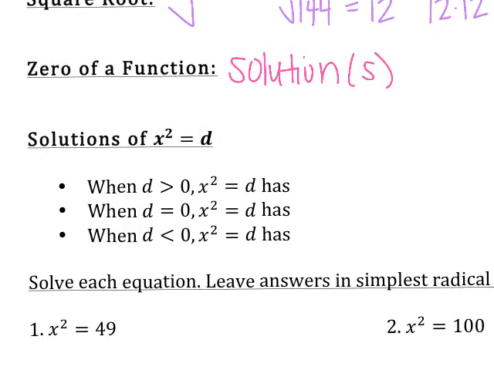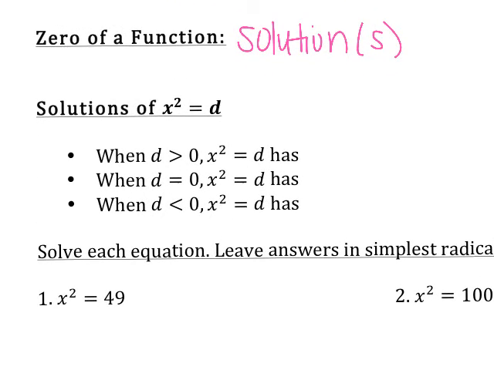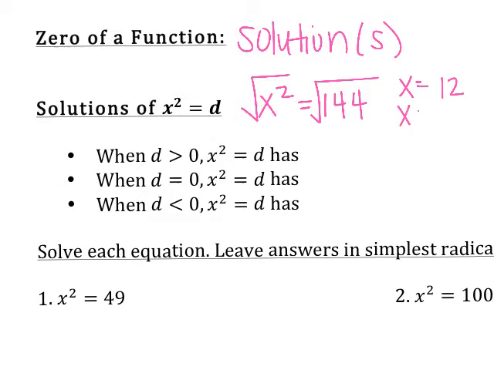All right, so let's scroll down a little bit. So we have our solutions of x squared is equal to d. Remember up top we had x squared is equal to 144. When you take the square root of 144, I'm actually going to get two answers. I'm going to get x equals 12, and I'm going to get x equals minus 12. So when you take the square root, you actually get two solutions. Most commonly we just pick the positive one, but there actually are two solutions that come out of it.